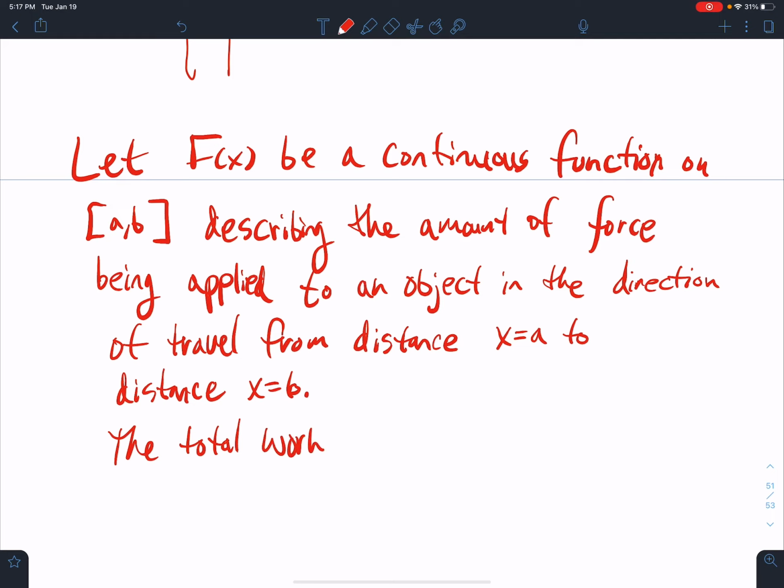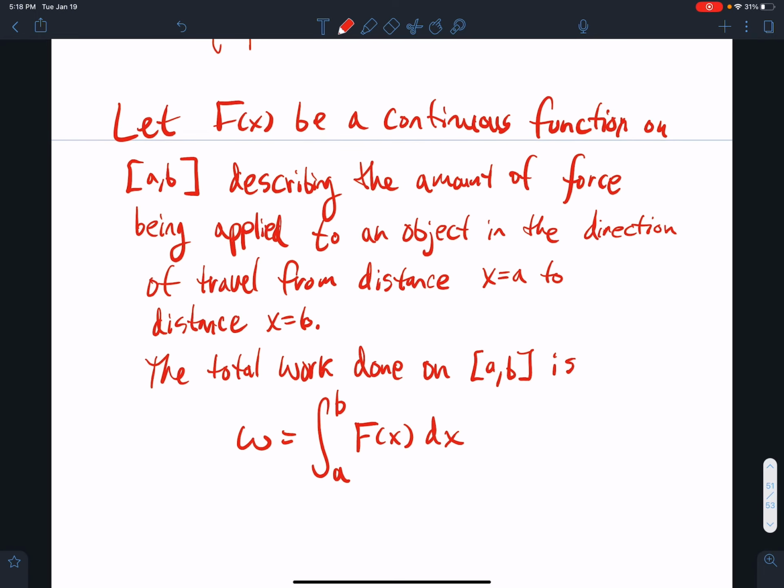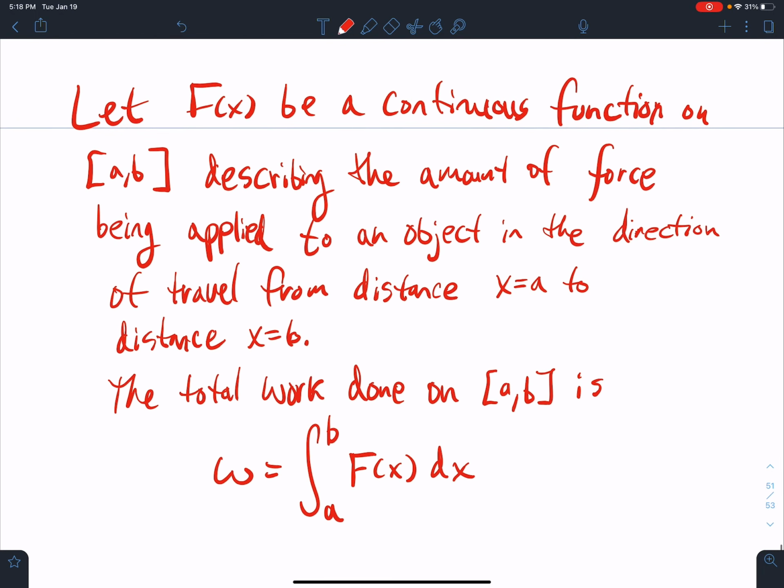Okay, the total work done on [a, b] is W equals the integral from a to b of the force function dx. Okay, so I'm literally integrating the force function from a to b, and that's how we determine the total work performed.